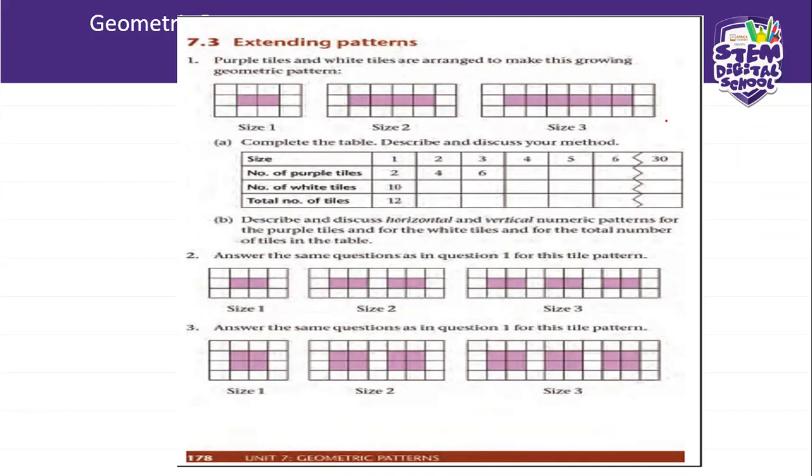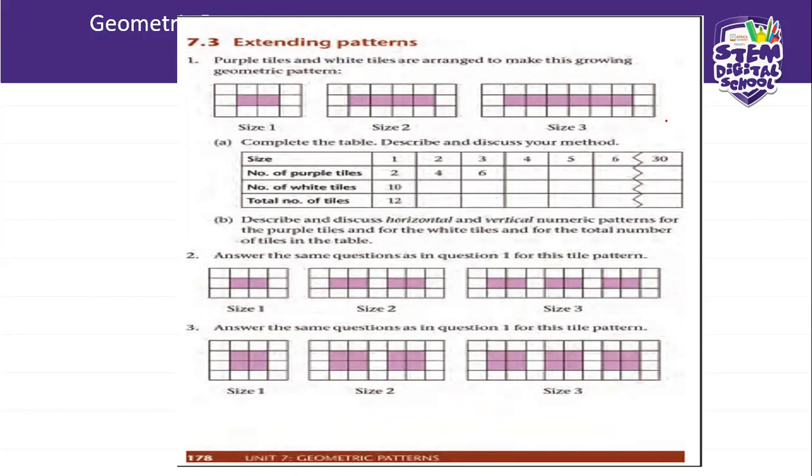Sir, what I recognize is that size 1 only has 2 shaded blocks. Size 2 has 4 shaded blocks, which means this cube added 2 more blocks that have to be shaded in. Then size 3 added another 2, which makes 2, 4, 6 blocks all in all for size 3. So here you're adding 2.